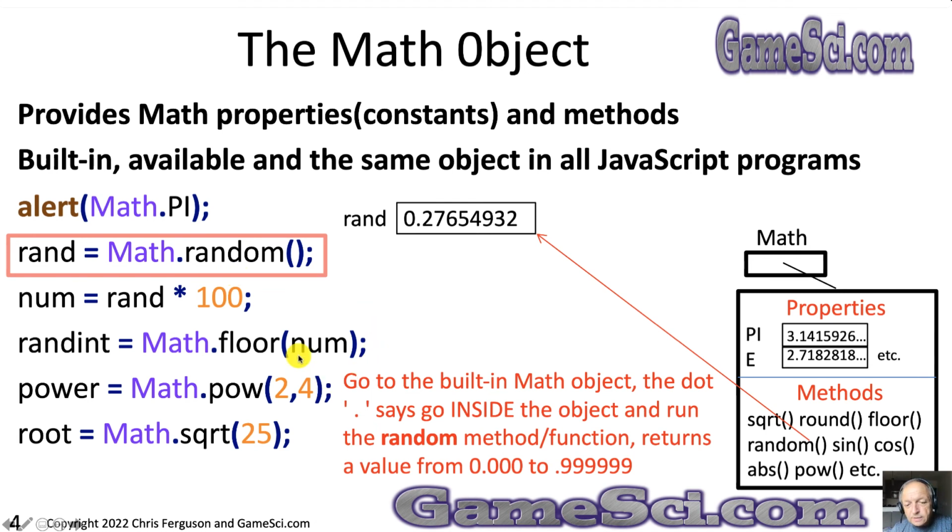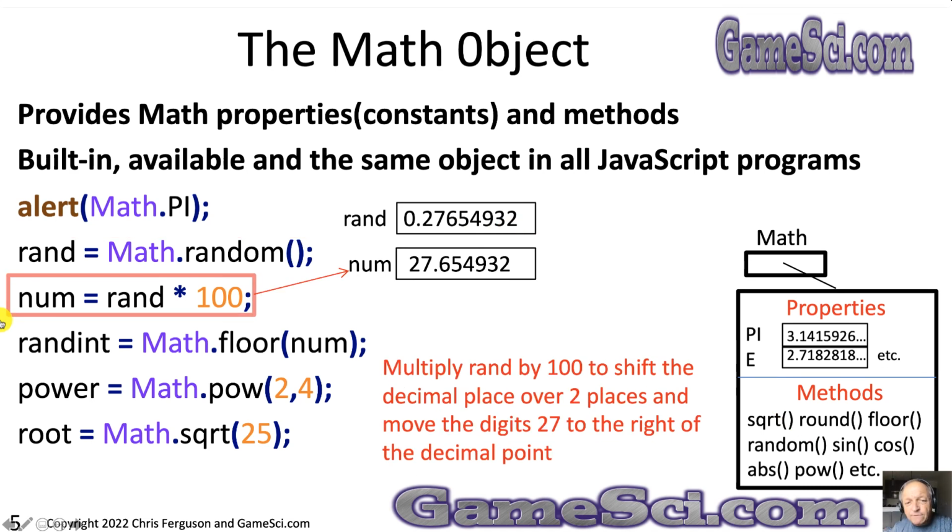So we're going to the built-in math object here. The dot says go inside the math object and access or run the random method. It returns a value from 0 to 0.99999. That's what the random method does. It produces a number between 0 and 0.99999. In this case, it randomly picked 0.27654932. It says here's a random number between 0 and 1.